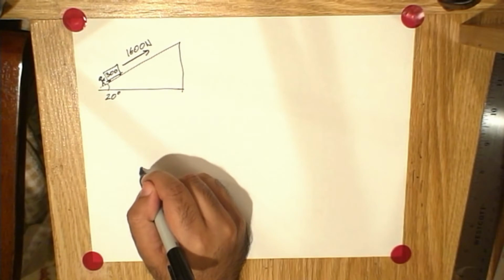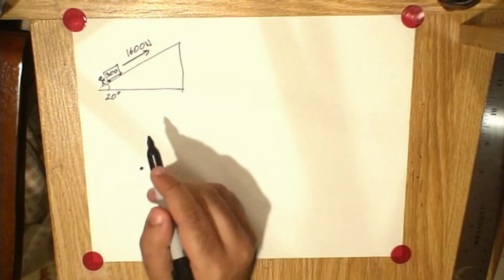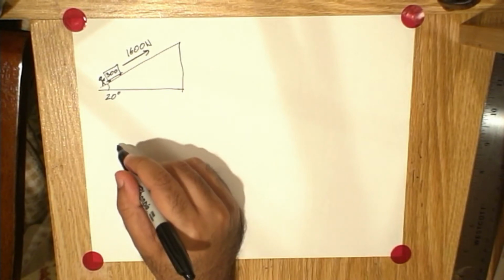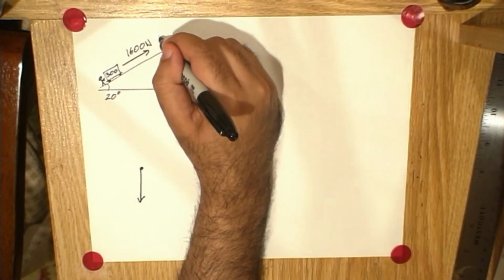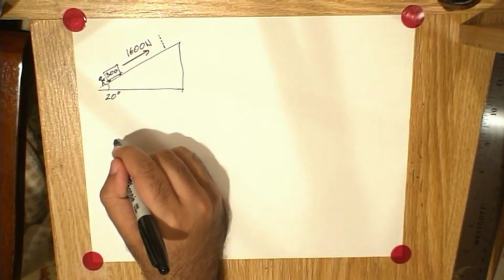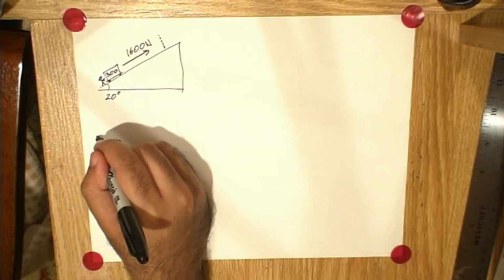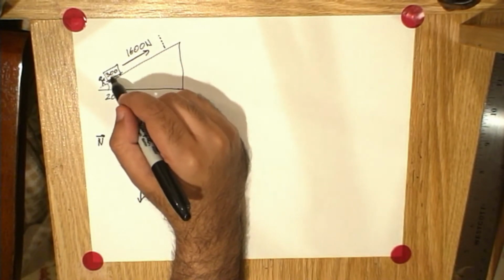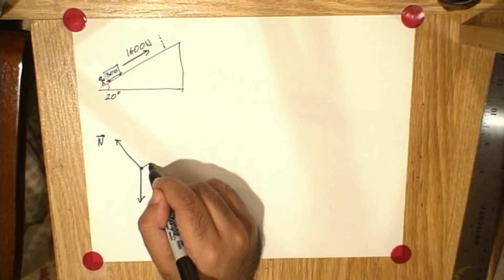Let's draw the free body diagram. There is going to be weight pointed down. The normal force is always pointed at right angles to the ramp, something like this. And there's the applied force of our hero who is pushing it up the ramp.